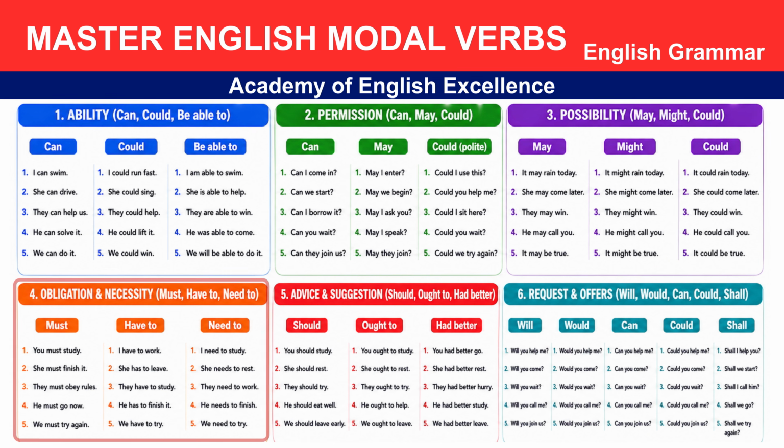Now, obligation and necessity. We use these modal verbs when something is important or required, such as must, have to, and need to. Here are the examples. Must. You must study. She must finish it. They must obey rules. He must go now. We must try again. Have to.